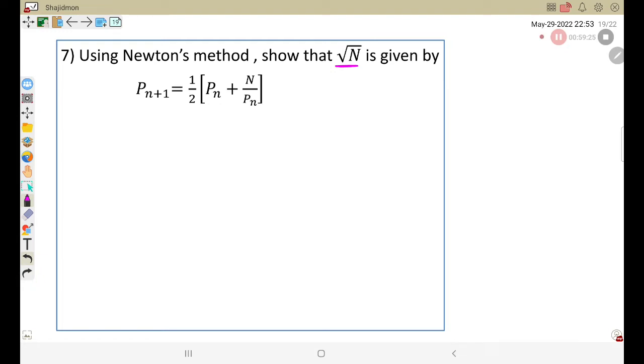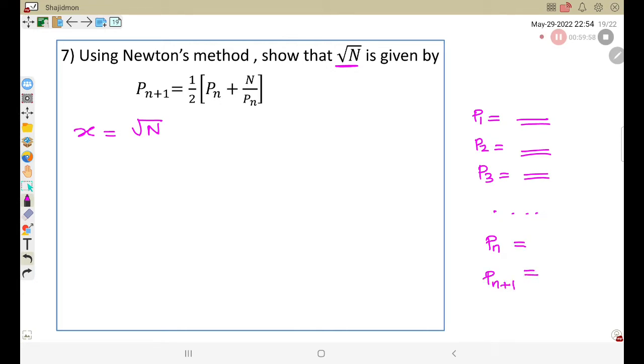So what we need to do here using Newton's method, show that root n, this is the number, x equal to root n. You remember we did before the same model question, same idea. When we are calculating P1, P2, P3 like this, Pn, or Pn plus 1, when we are calculating Pn plus 1, what answer you will get? This answer, half into Pn plus n over Pn.